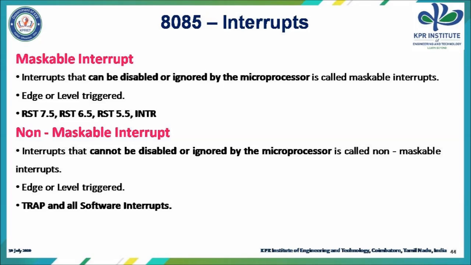The other way in which 8085 interrupts can be classified is maskable and non-maskable interrupts. Maskable interrupts are the interrupts that can be disabled by the microprocessor. These interrupts may be either edge or level triggered. The hardware interrupts RST 7.5, 6.5, RST 5.5 and INTR are maskable interrupts.